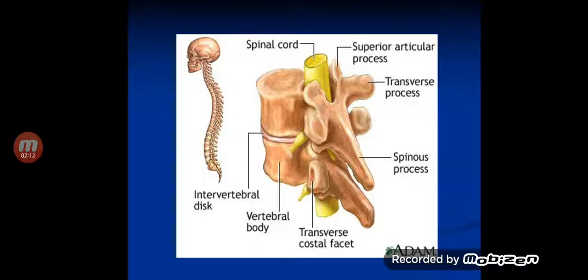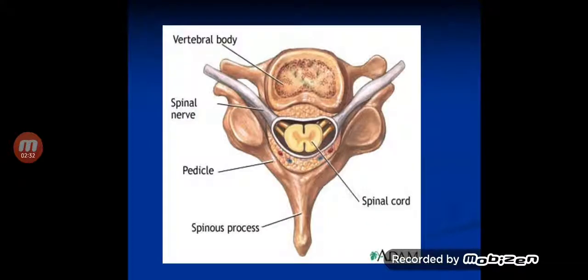Extending from the body are the transverse processes, which are thin columns of bone that point out to the left and to the right side of the body. The spinal process extends from the ends of the transverse process in the posterior direction. Between the body, the transverse processes, and the spinal processes is the vertebral foramen, which is a hollow space that contains the spinal cord and the meninges.